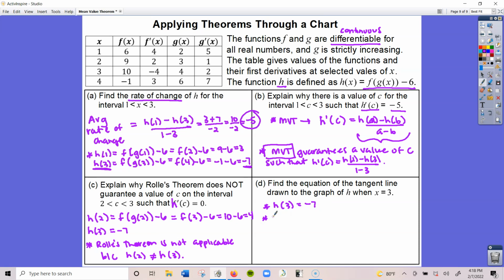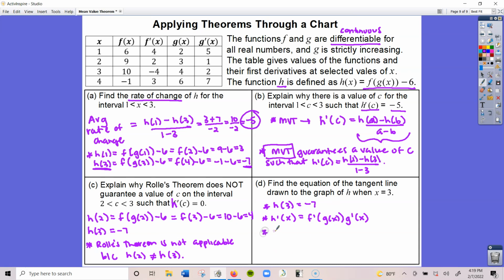But before I can find h prime of 3, I need h prime of x. When I take the derivative, I need to apply the chain rule here. The chain rule, remember, is the derivative of the outside function, so that'll be f prime, leave the inside alone, times the derivative of the inside, which is g prime of x. And the derivative of negative 6 would be 0.